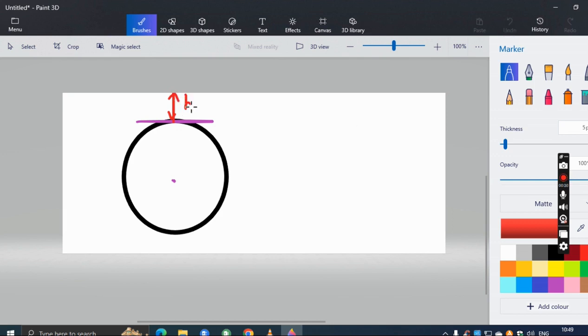Let's say we have gone a height h above the Earth's surface. This is the object, and we also need to be familiar with this formula. Small g is equal to capital G times the mass of the Earth divided by radius of Earth square. So g equals GM by r square.